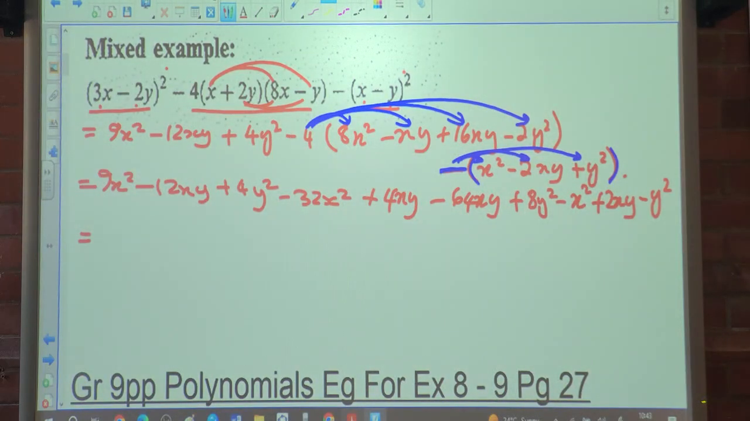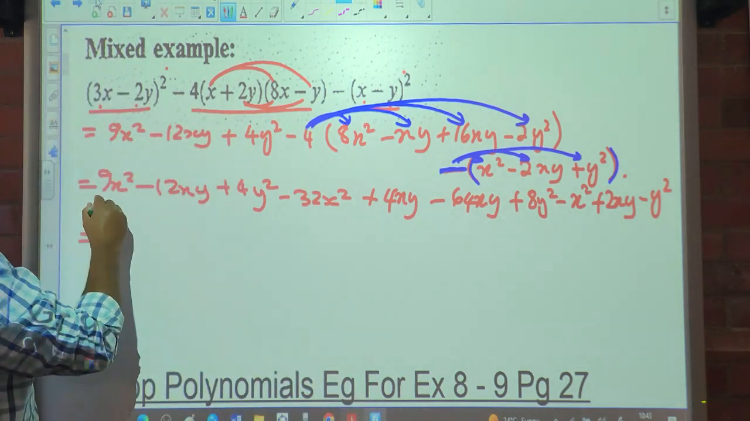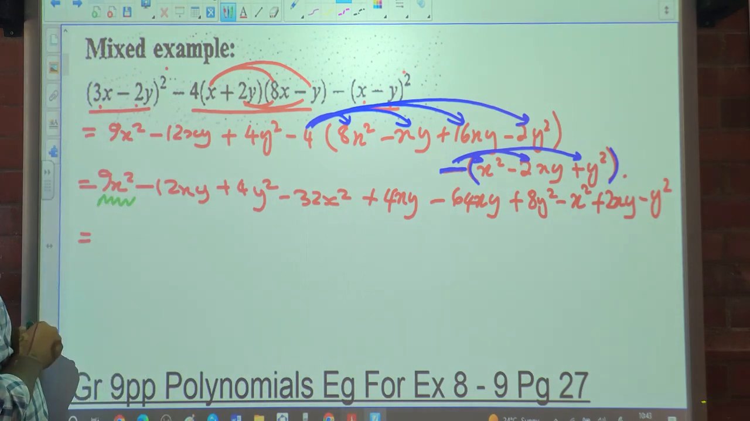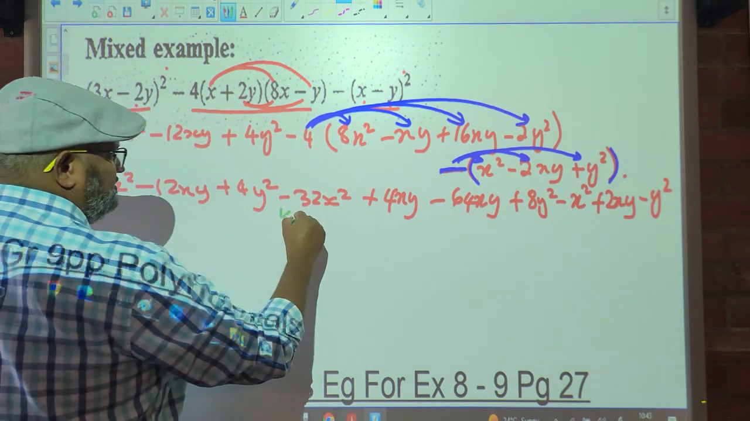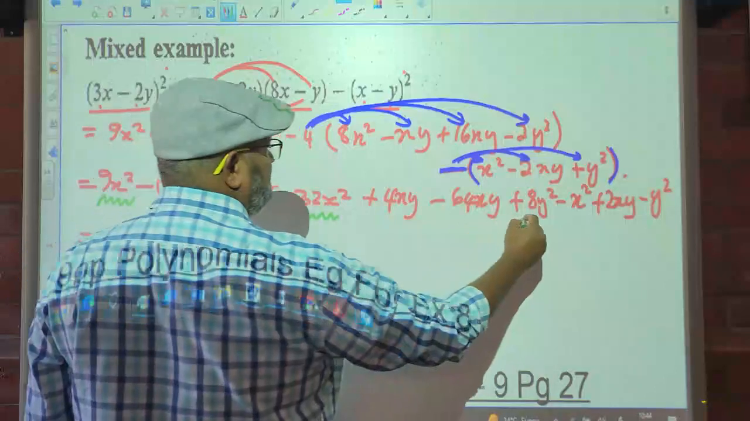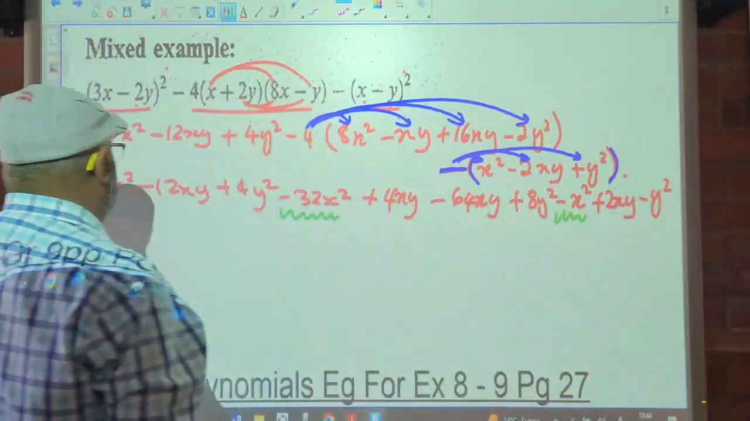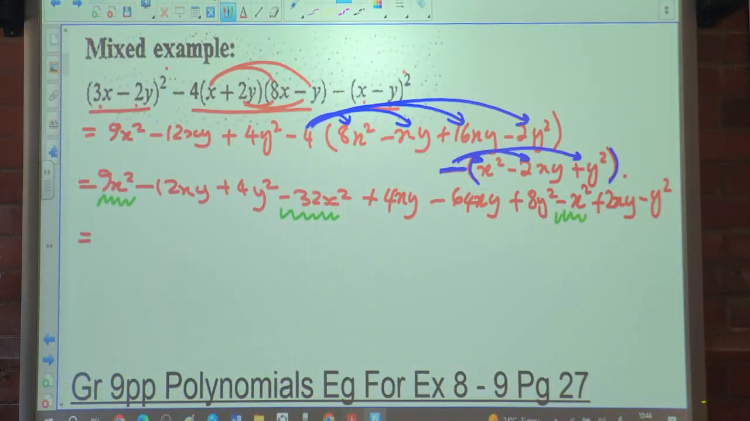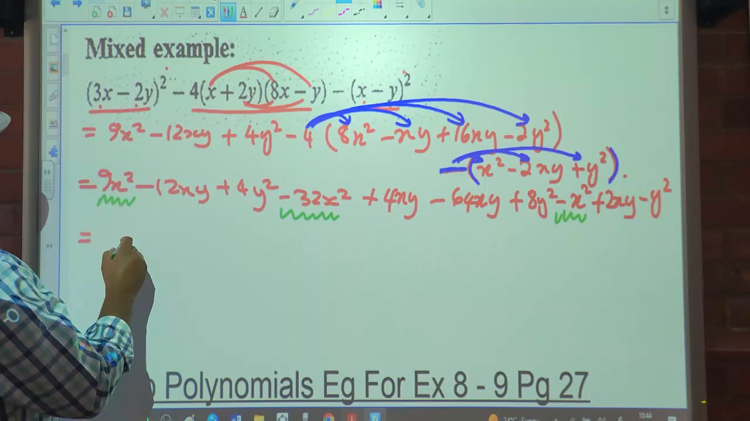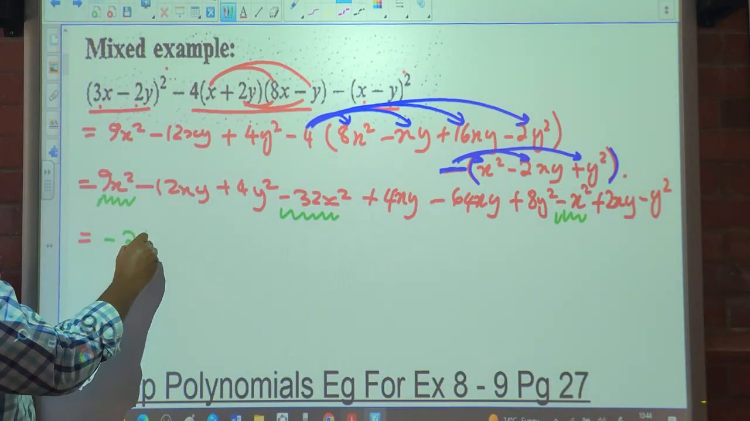Okay. So what do we do now? Look for like terms. 9x squared is a like term to negative 32x squared, which is a like term to negative x squared. So 9x squared minus x squared is 8x squared, and 8x squared minus 32x squared is negative 24x squared.